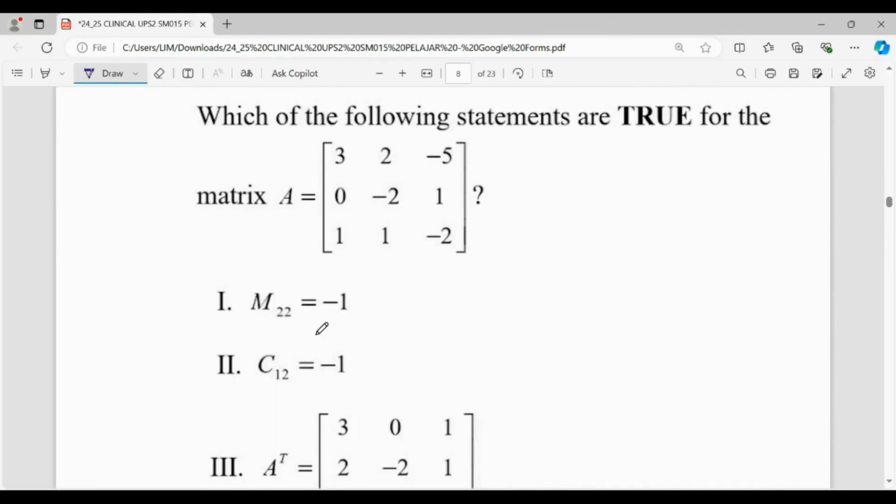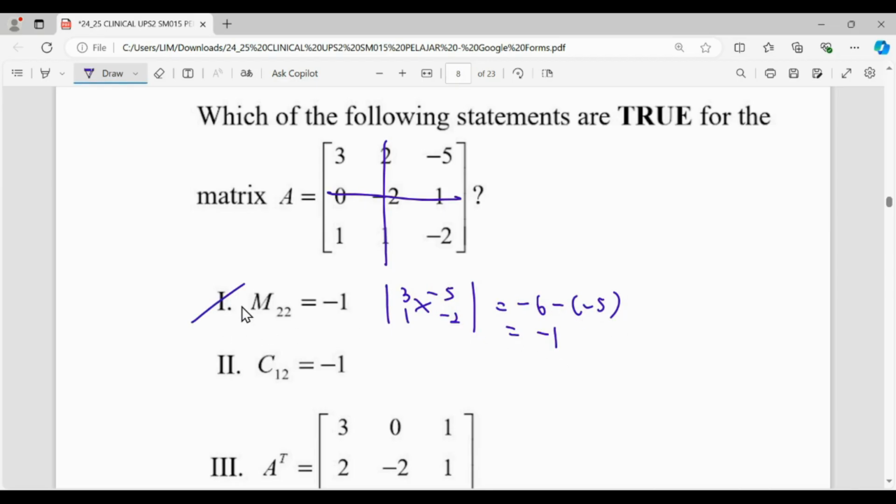Next, which of the following statements are true? Minor of 2. Minor means cancel off the 2. It gives you 3, negative 5, 1, negative 2. So AD minus BC, negative 6 minus negative 5. So it gives you negative 1.